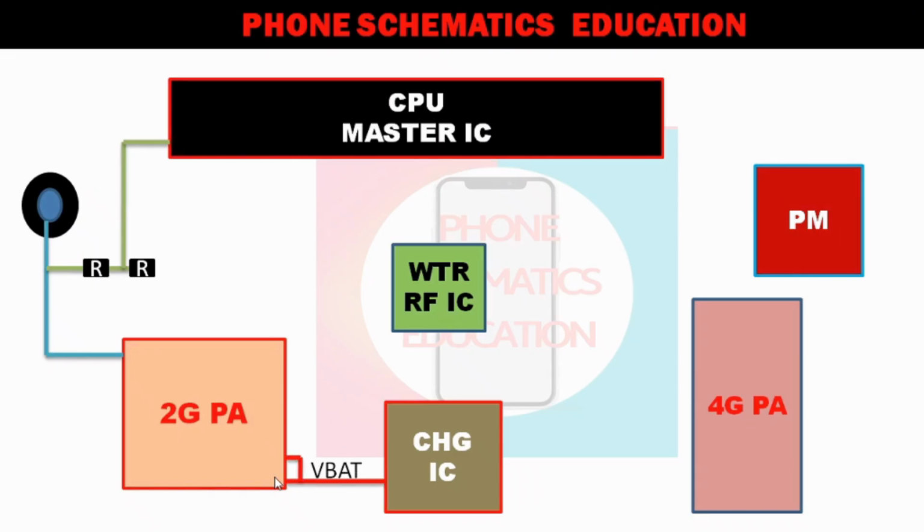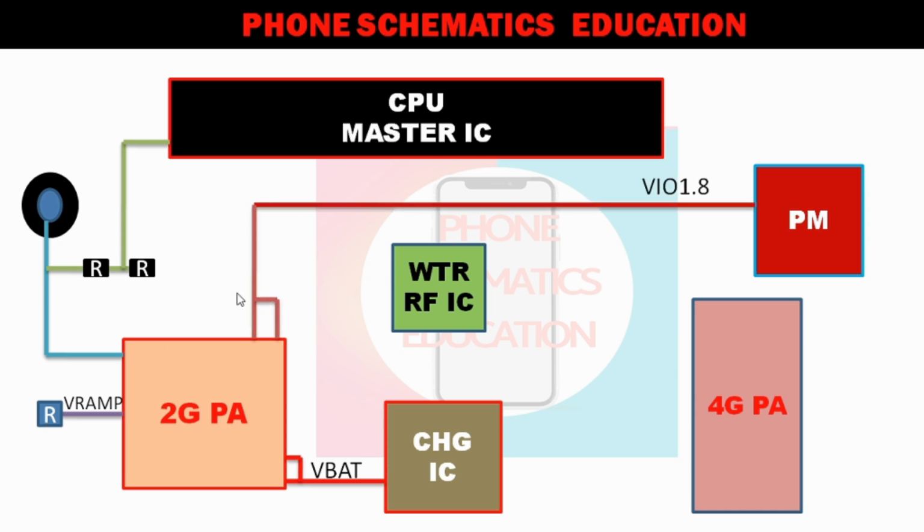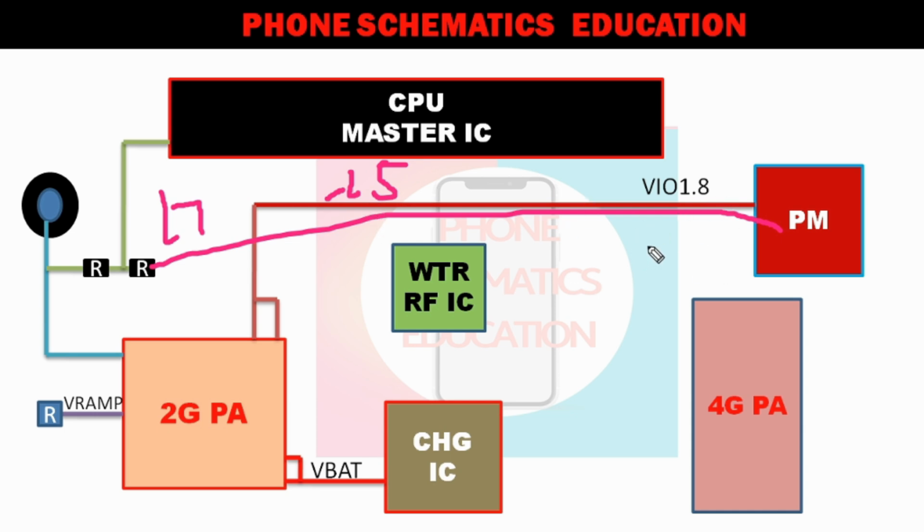Now a VBAT line comes from the charging IC. You can also call it VPH. In this line you will see 3.7 to 4.2 voltage. Now next, VRAM, 100k resistance on a ground. Now VIO voltage comes from the power IC, LDO 5, right? This line comes from LDO 7 and this line comes from LDO 5. The power IC produces many LDOs, I have already told you.